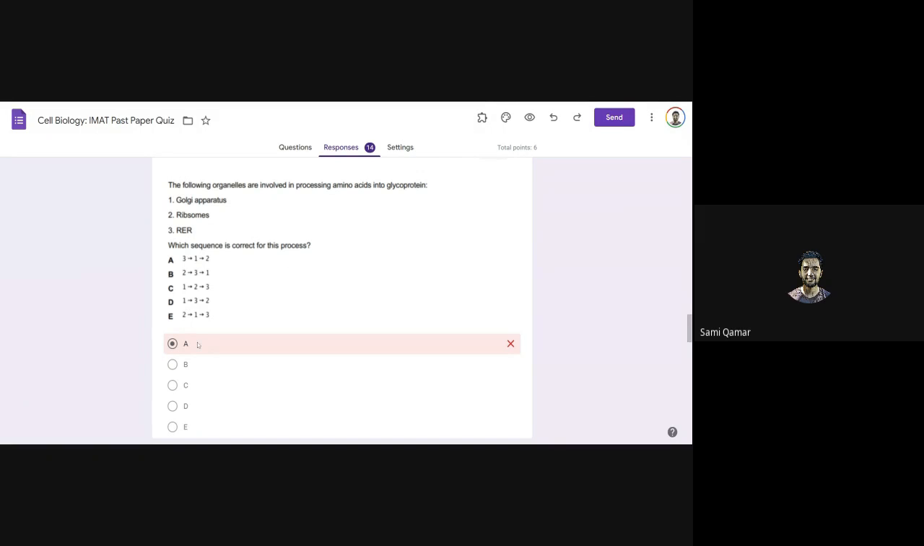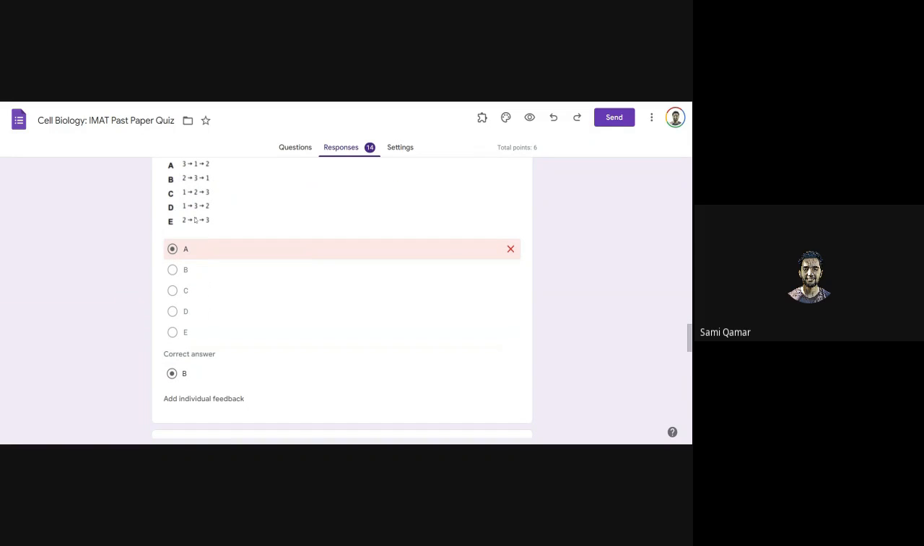I hope whoever got this wrong now has the answer. Next question: where will protein form? Firstly, the ribosome, then it will be packaged into the vesicles of the endoplasmic reticulum, then transported to the Golgi apparatus. Which option is right? See here, first is going to be the ribosome, then the RER, then 2. So 231, B option is right.